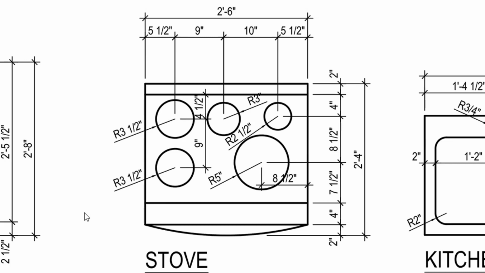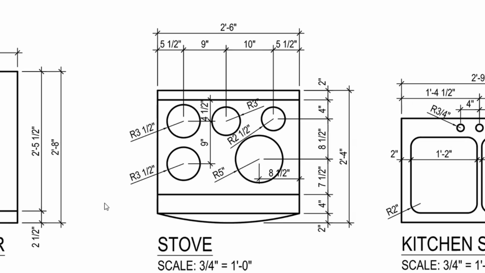Now, I'm looking at the stove, and I start by looking at the overall dimensions, 2'6" by 2'4". Just like I did with the refrigerator, I'm going to draw lines that represent the outline of my stove, 2'6" wide by 2'4" deep.